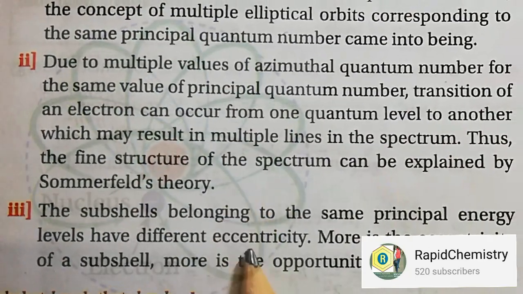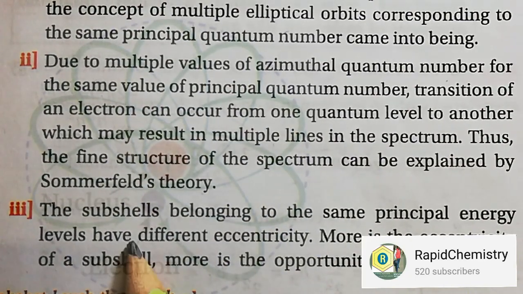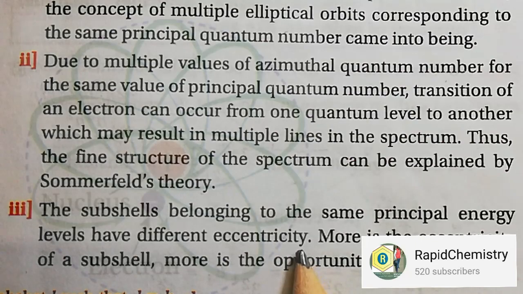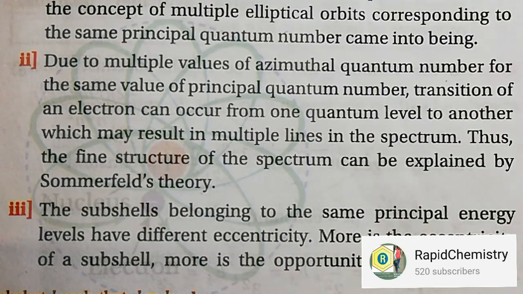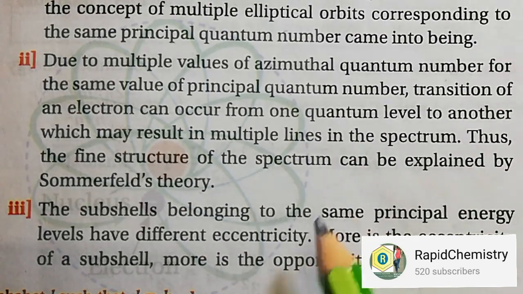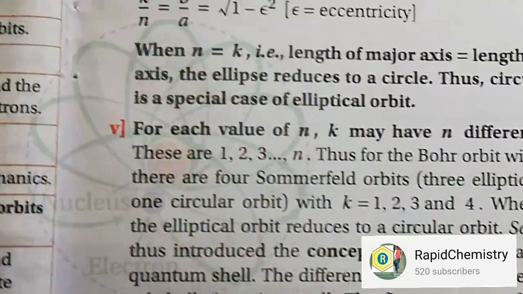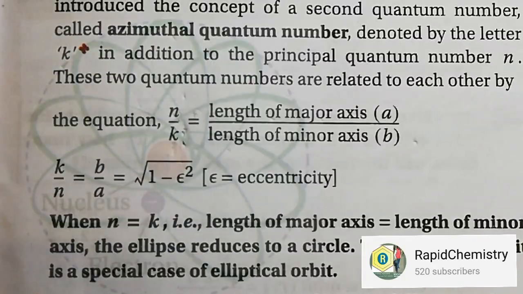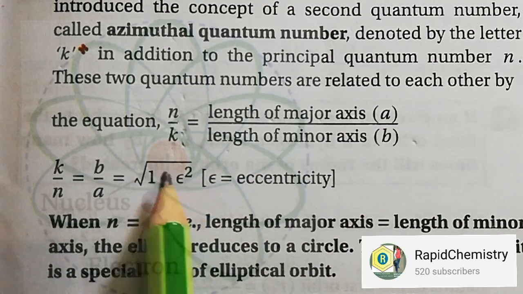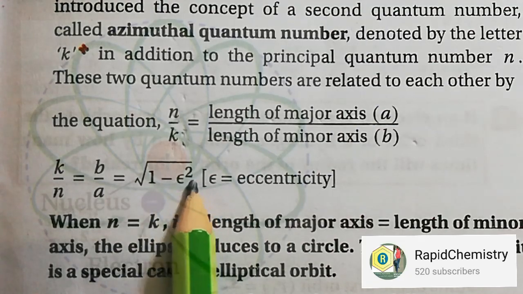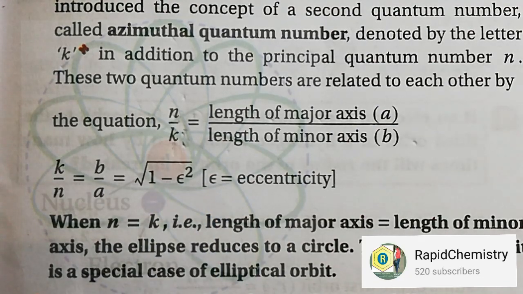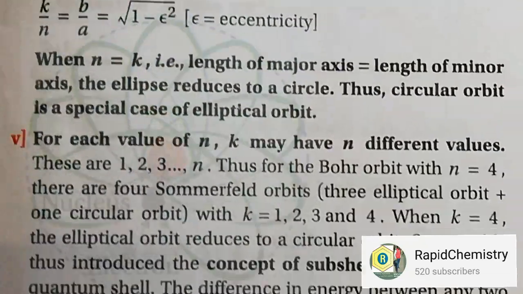The subcells belonging to the same principal energy levels have different eccentricity. The eccentricity term has been shown here by the mathematical term. That is the eccentricity term. And depending on that value, the shape of the ellipse will vary.